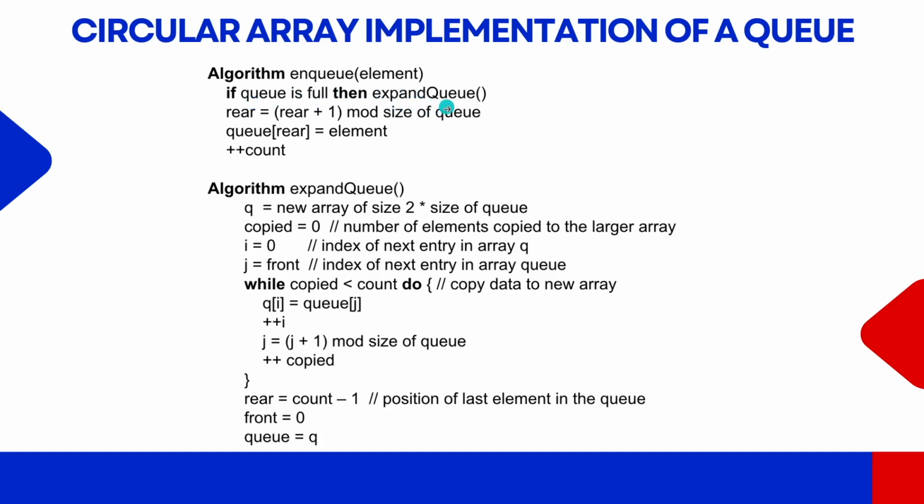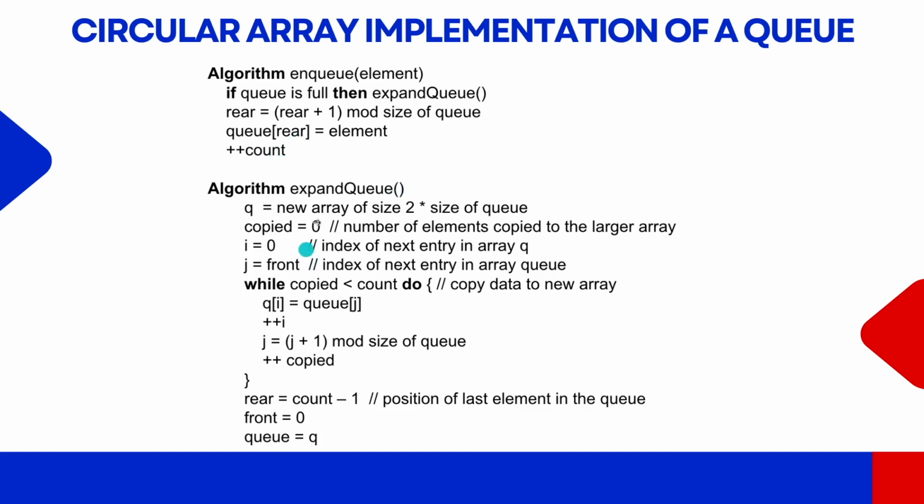Expanding the queue means we are actually doubling the size of the queue and copying the elements to the new array. If the queue is not full, then we can add the elements to the queue, but we do a check whether we are not exceeding the size, and if we are about to exceed the size, then we wrap around to the 0th position and add that element in the designated position, and we keep track of the count of elements in the queue, and thereby we increment the value of count.